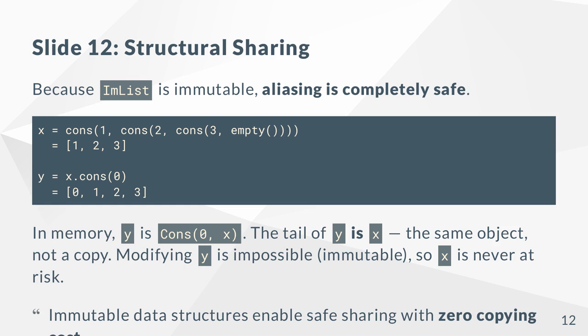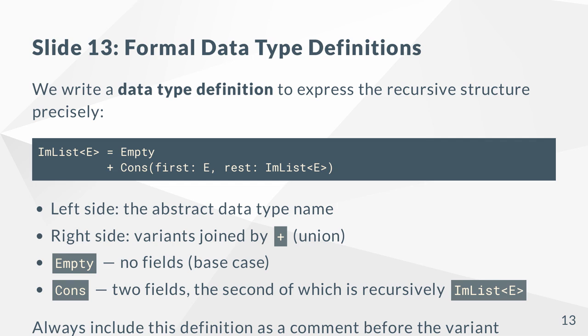Modifying y is impossible. The type is immutable, so x is never at risk. Immutable data structures enable safe sharing at zero copying cost. We write a formal data type definition to express the recursive structure precisely. ImList of E equals empty plus cons of first colon E, rest colon ImList of E.